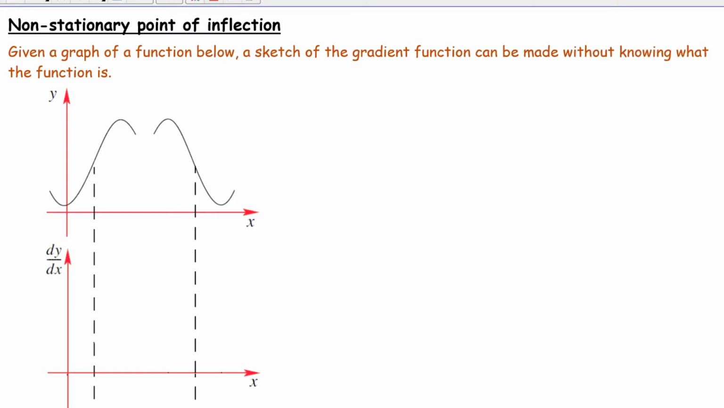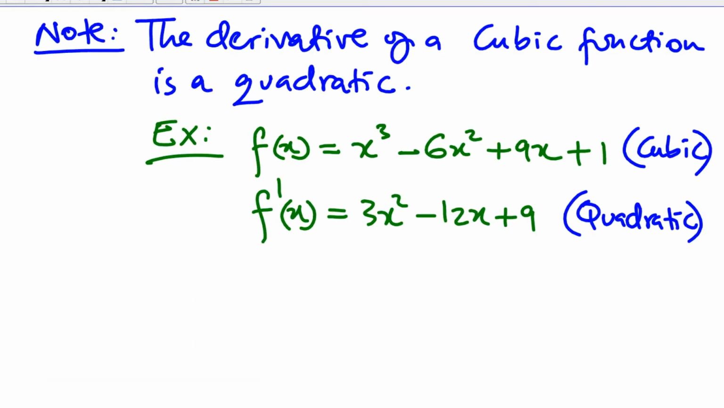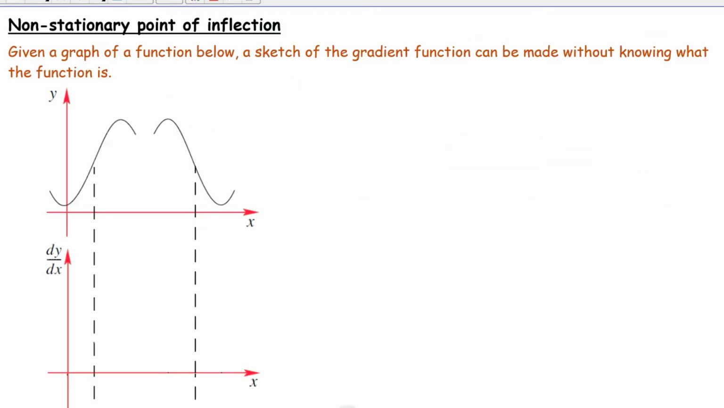In this video, we're going to discuss some properties of non-stationary point of inflection and also to understand some details about it. Now, before I do that, I just want to go through something that I had discussed in my previous videos, that the derivative of a cubic function is a quadratic. For example, if you have the cubic function f of x, if you find its derivative, what you end up with is a quadratic.